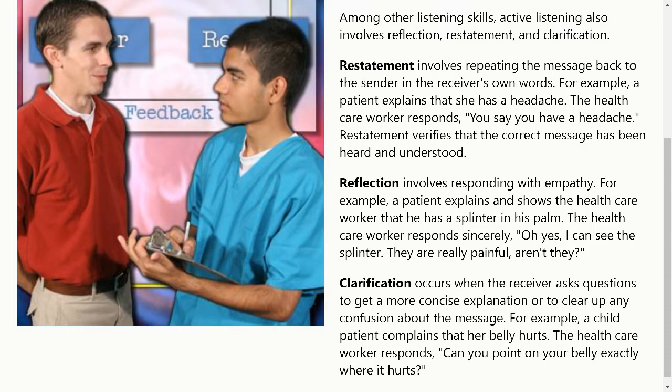Reflection involves responding with empathy. For example, a patient explains and shows the healthcare worker that he has a splinter in his palm. The healthcare worker responds sincerely, "Oh yes, I can see the splinter. They are really painful, aren't they?" So you need to know that reflection involves responding with empathy. It's the active listening technique that involves empathy.